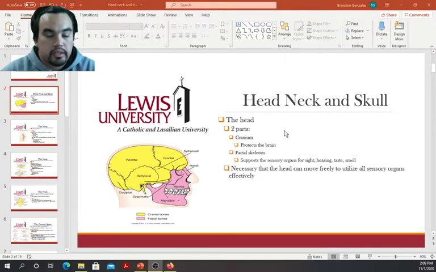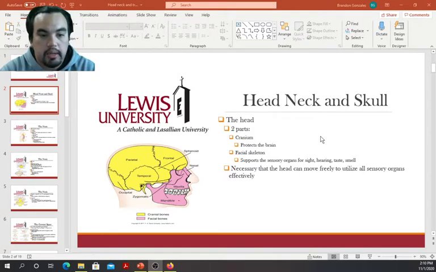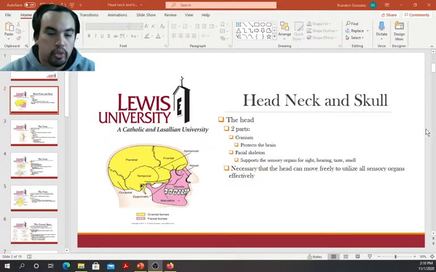So the neck and the skull, the head is created out of two parts. One part is called the cranium and the other is the facial skeleton. The cranium, if you look to the left, is the part that is in the yellow, while the facial skeleton is in pink. The cranium's main job is to protect the brain. So you see it just kind of creates a big bowl there. The facial skeleton supports most of the organs for sight, smell, and taste, while also providing muscular attachments for mastication or chewing.